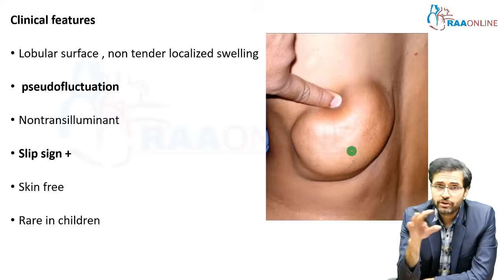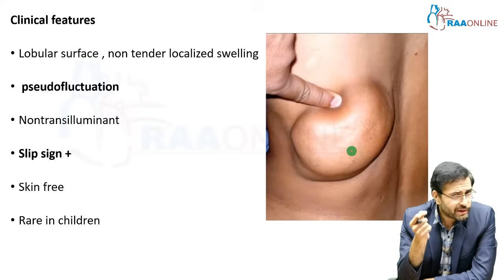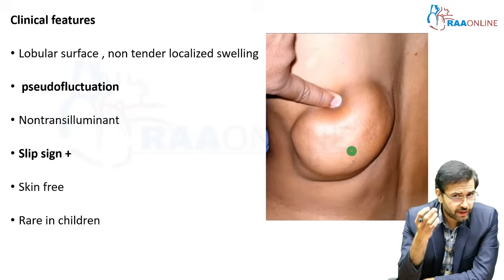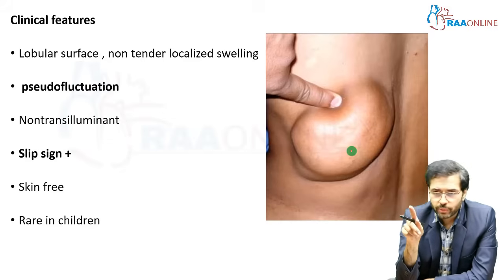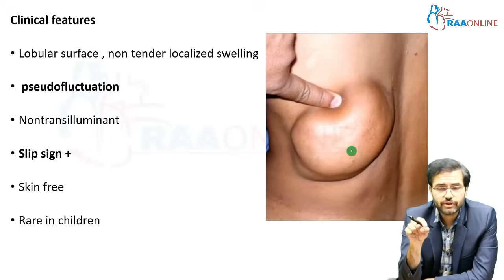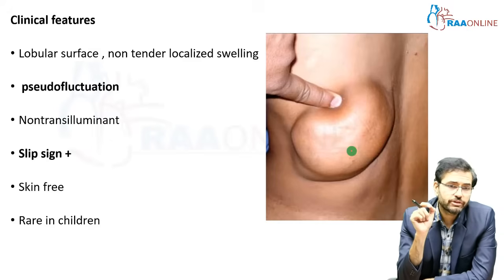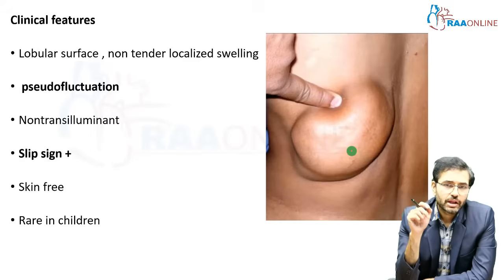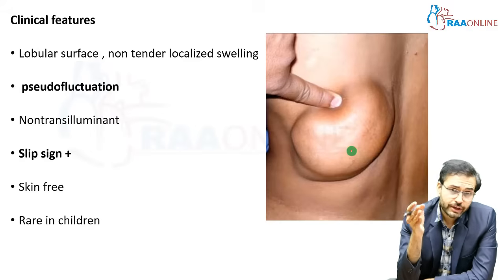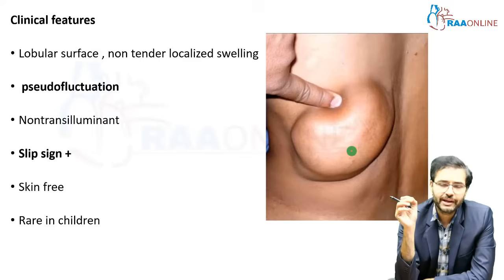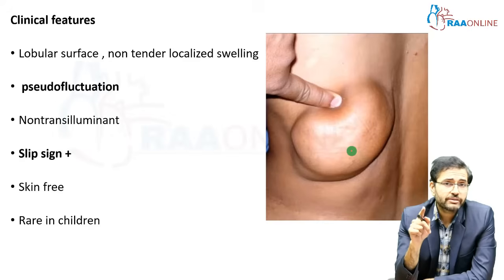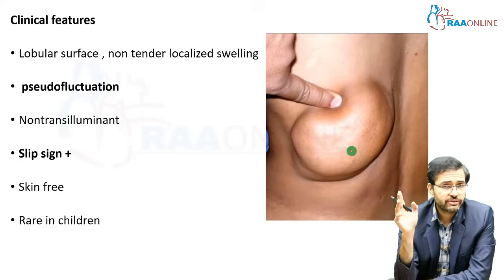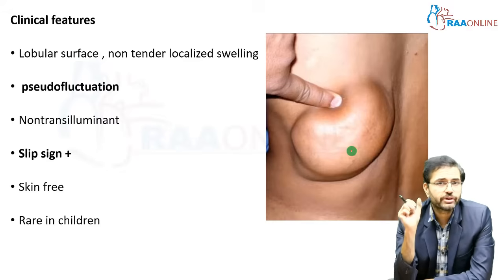Ideally, these swellings are non-transilluminant, though they might show a little bit of mild transillumination if the fat is liquefied. But generally, the dictum is they are non-transilluminant. They show the presence of a characteristic slip sign: when you run your finger over the edge, the swelling slips away from you, which is called slip sign positivity. Since these lesions are located deep to the skin, commonly in the subcutaneous plane, skin is usually free and pinchable. It is to be noted that lipomas are rare in children. So that is the last diagnosis that you would come to in a child with a subcutaneous swelling.